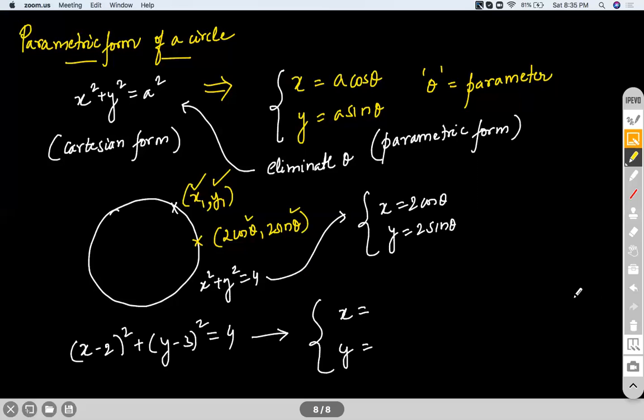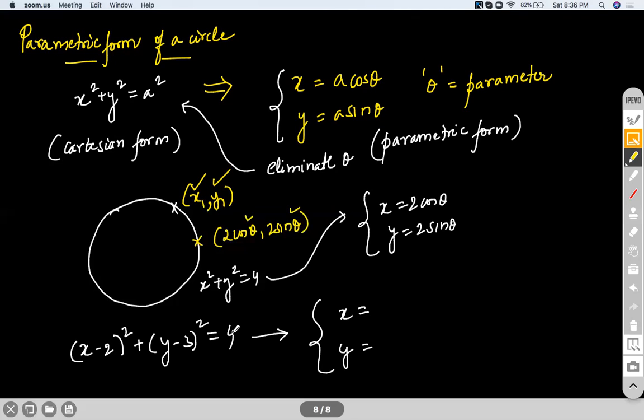Shouldn't it be the same thing? How will it be the same thing, Dhruv? If you do x minus 2 whole square, y minus 3 whole square on these terms, will it give you a 4? If you eliminate your theta, will you get the same equation? That's what is my concern. No, right? So how would you do this?